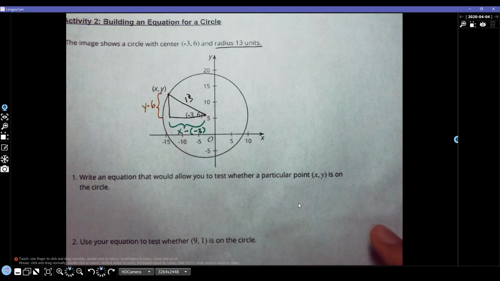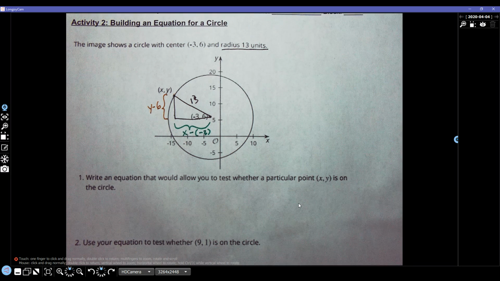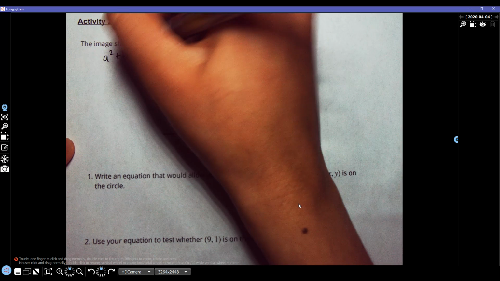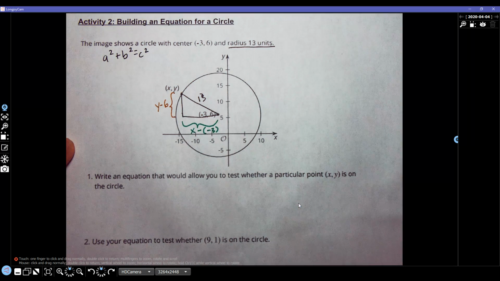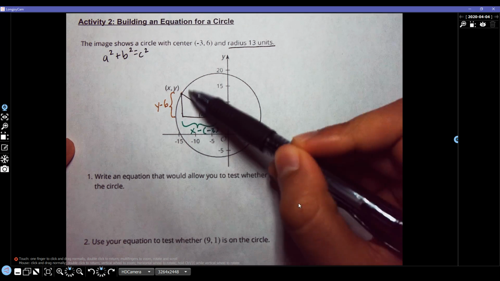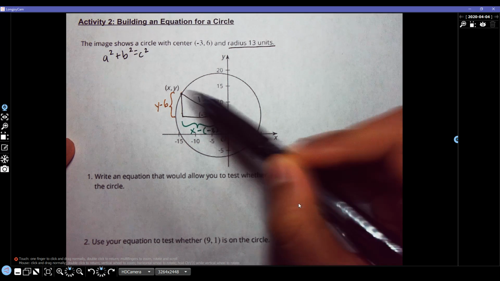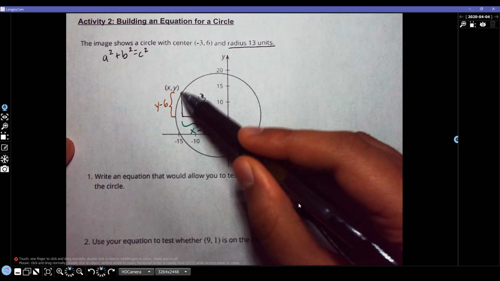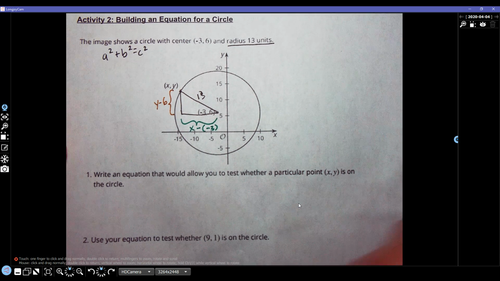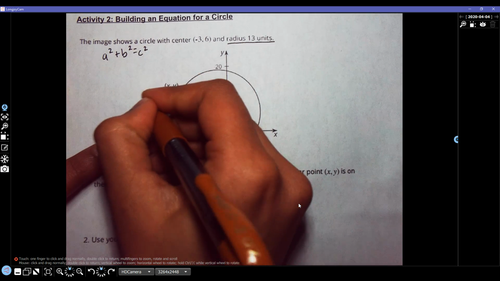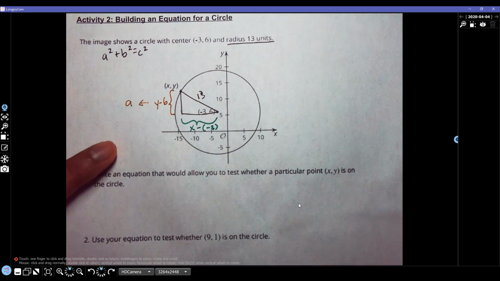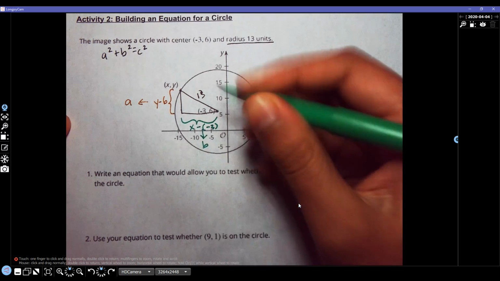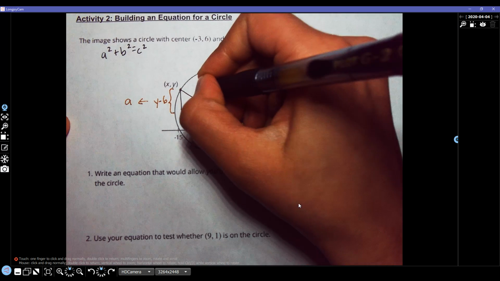So remember that we can use the Pythagorean theorem. I'm going to write this up here again for reference, a squared plus b squared equals c squared. We can use the Pythagorean theorem to find the distance between the center point and a particular point on the circle. That's kind of how we were going about trying to find whether a particular point was on the circle. So here we can actually say that this is our A. This horizontal distance is our B, and then we know that this 13 was actually our C.